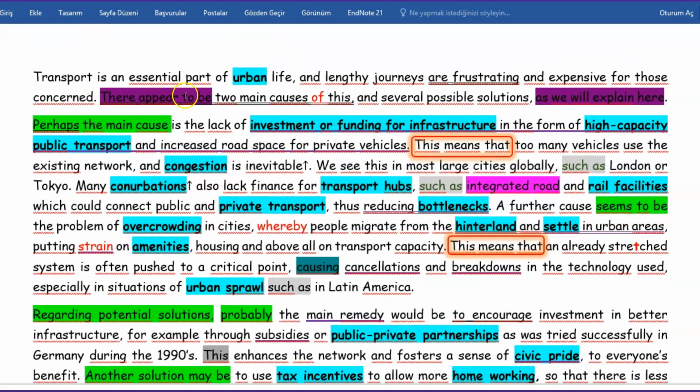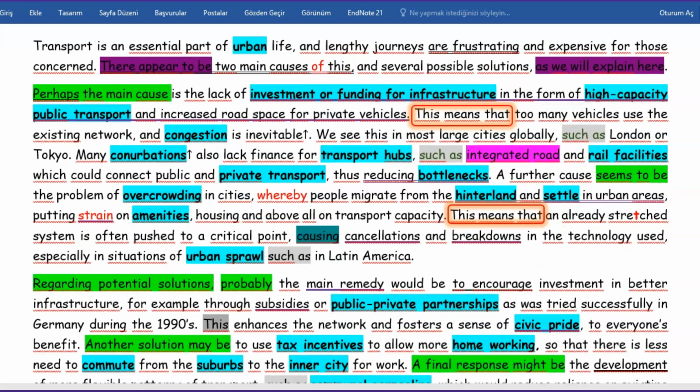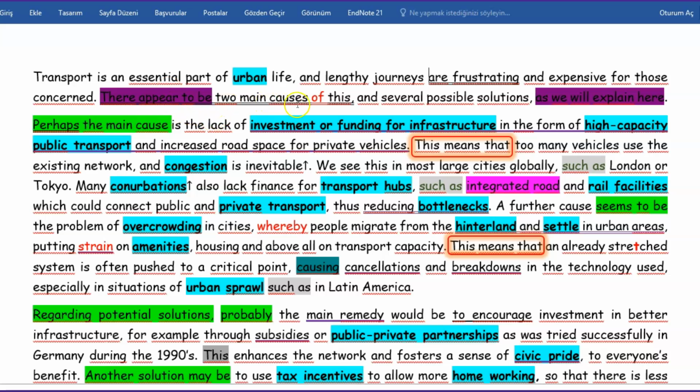Transport is an essential part of urban life, and lengthy journeys are frustrating and expensive for those concerned. Transport is an essential part of urban life. This is a very beautiful introduction sentence. And the lengthy journeys, long journey times, the candidate paraphrased this, right, are frustrating and expensive for those concerned. There appear to be 2 main causes of delay and several possible solutions, as we will explain here.